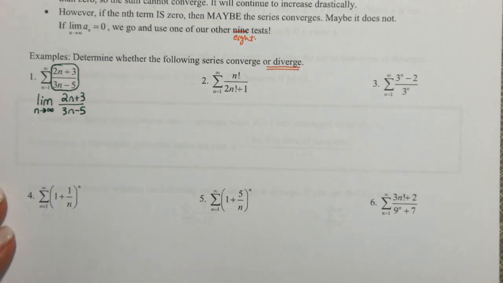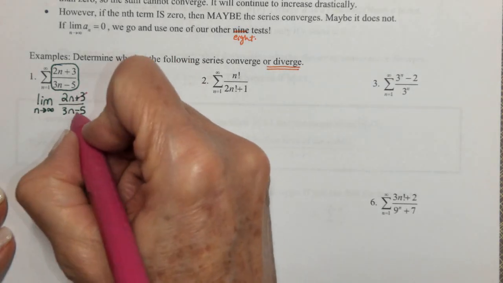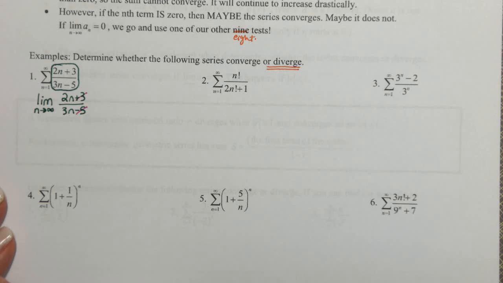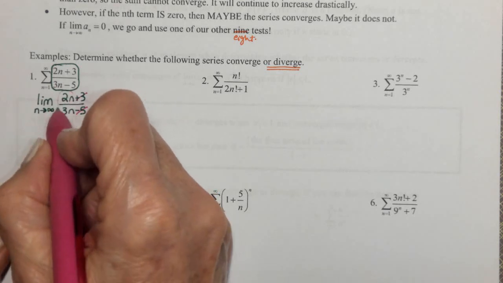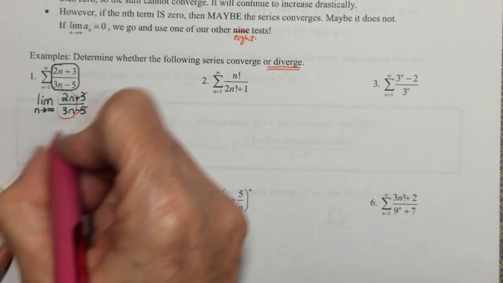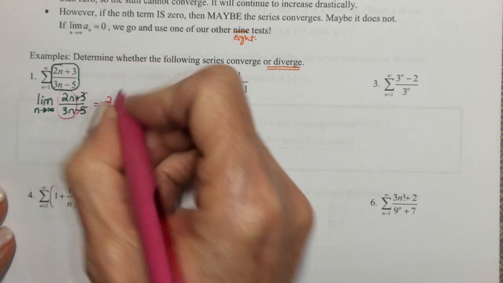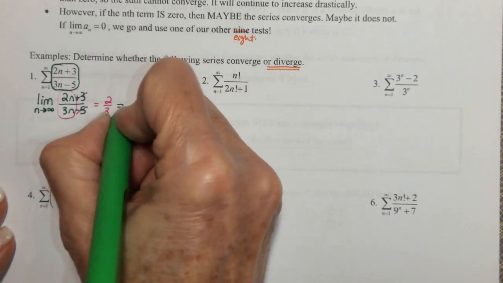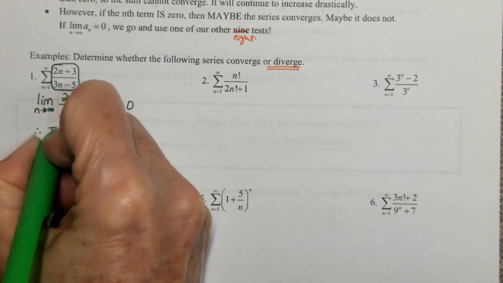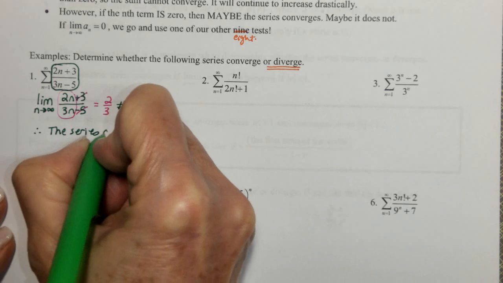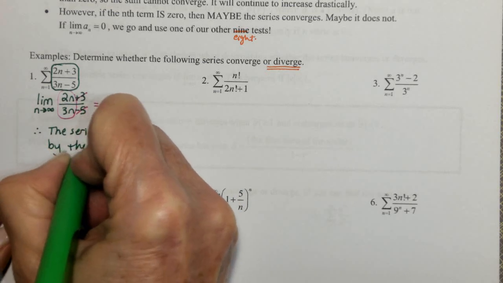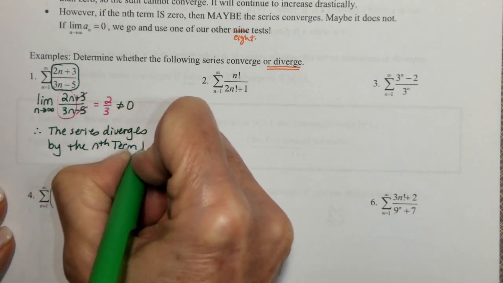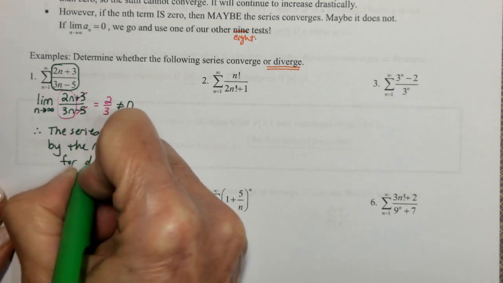So we're using our little limit here. What is this limit? Well, as n goes to infinity, the plus 3 and the minus 5 have no significance as n is going to infinity. The only thing of any significance is 2n over 3n. The n's reduce, and this leaves 2/3. 2/3 is not 0. Therefore, the series diverges by the nth term test for divergence.